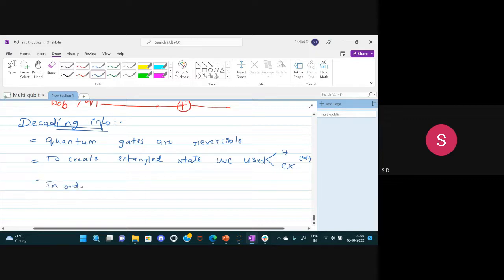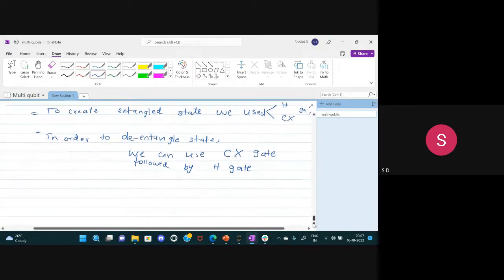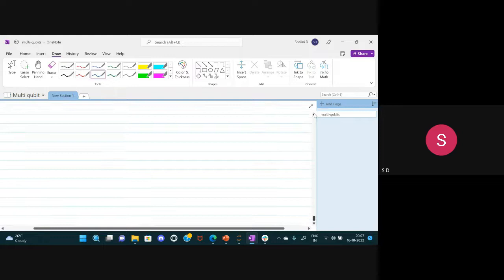In order to de-entangle the state, we can use the same H and C, but first we can use CX followed by H gate. CX gate followed by H gate to de-entangle the state. Now we can finish the circuit.